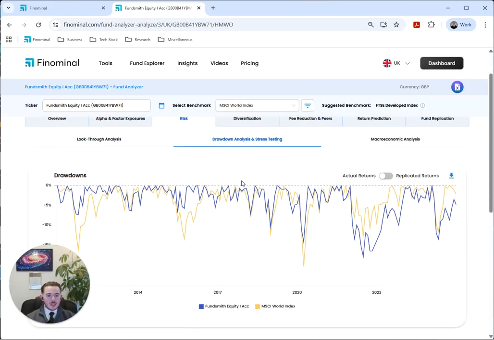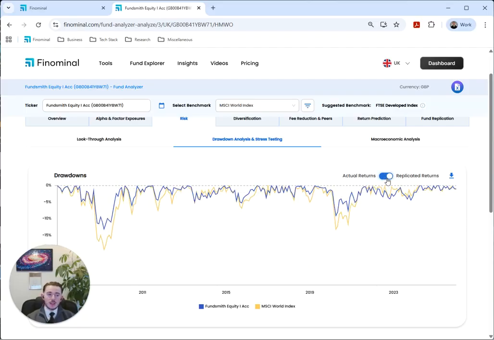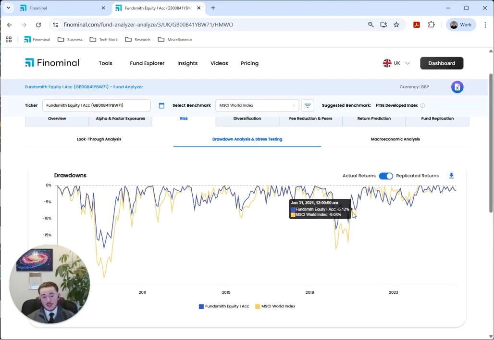Looking at drawdown analysis and backtesting, we can see that overall the Fundsmith Equity Fund has seen a lesser drawdown than the MSCI World. Now, if we want to replicate these returns to analyze it across even further data, we can see that even across just after 2008, we've actually seen the Fundsmith Equity see again a lesser drawdown than the MSCI World based off of the data shown.